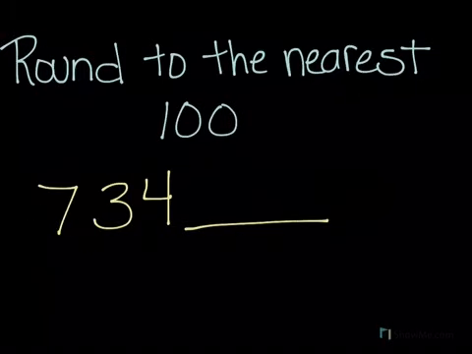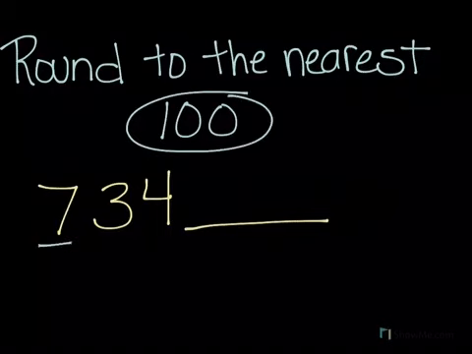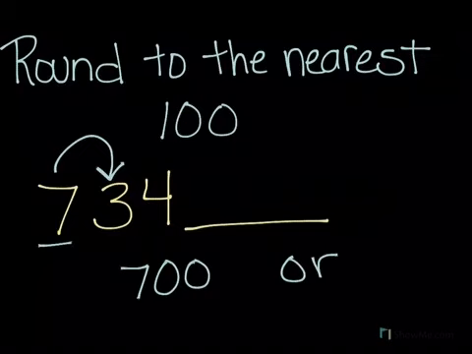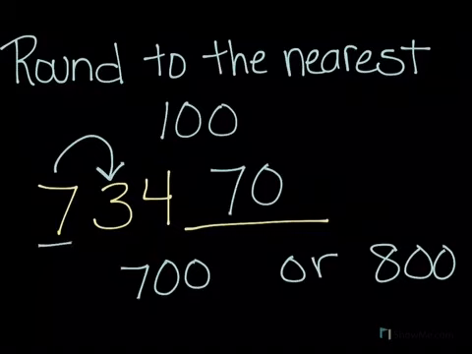We can also do the same strategy when rounding to the nearest 100. Here, I'm going to underline my hundreds place, draw my arrow to the right. It's a 3. If it's less than 5, I make it a 0. So actually I would make both of these zeros, because I'm basically asking myself, is 734 closer to 700 or 800? It's closer to 700.